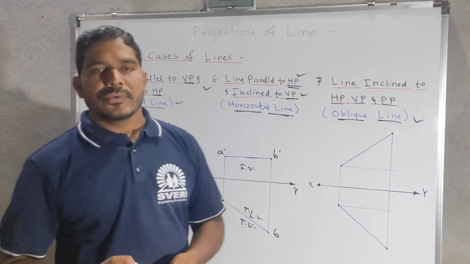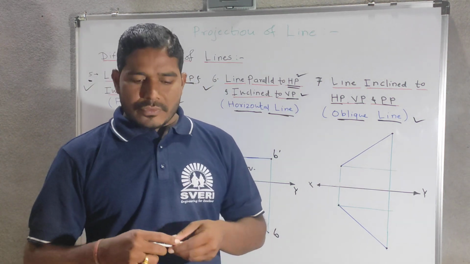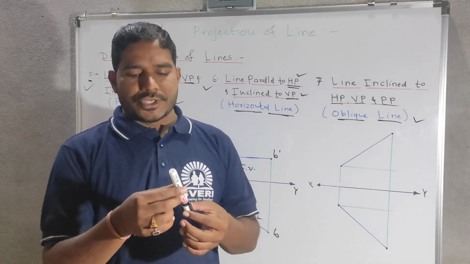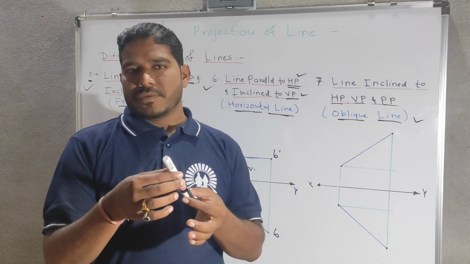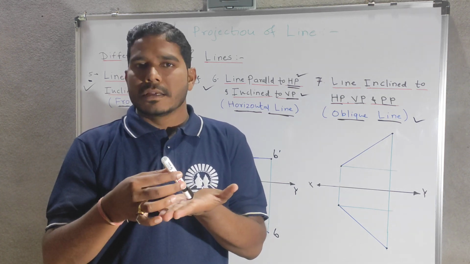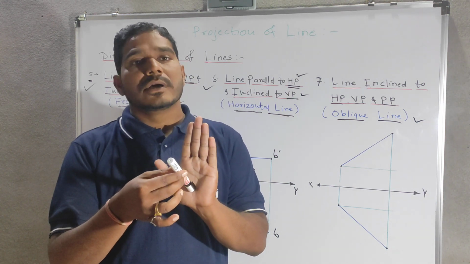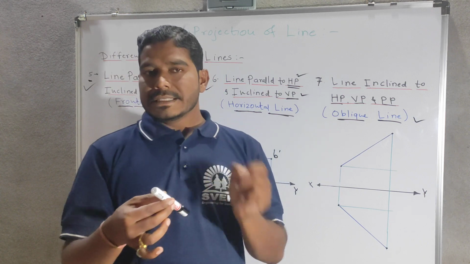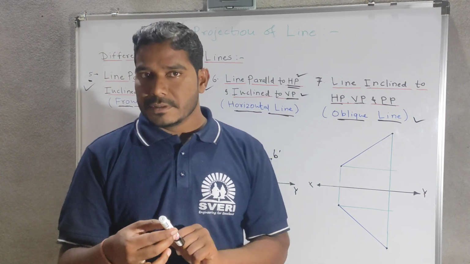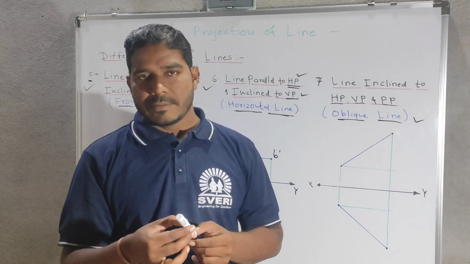In our last video, we saw the profile line. In the case of the profile line, how can we define its position? If you consider this line, this is the profile line. It makes some angle with respect to the HP, and some angle with respect to the VP also. In the case of the profile line, the line is inclined to both HP and VP, but it is not making an angle with respect to the PP, meaning the profile plane.